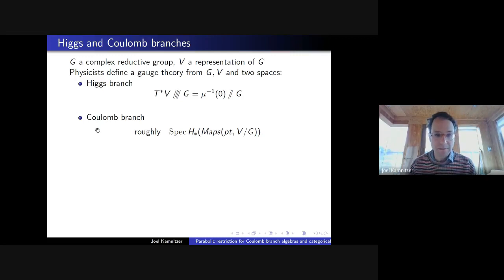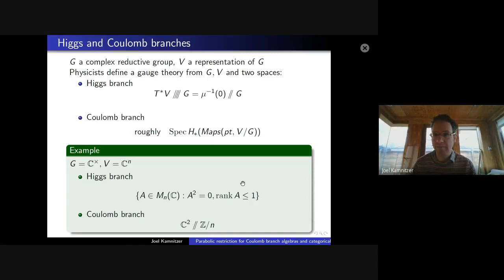And then a more mysterious space, which physicists call the Coulomb branch, and which mathematicians have been studying for the past 5 years, following the work of Braverman-Finkelberg-Nakajima. I'm going to tell you its definition, but let me first give a very rough definition. Oops, I realized there's a typo here. This point should actually say P1. Very roughly, you take the space of all maps from P1 into the stack V mod G and take the homology of that space of maps. That is endowed with a convolution algebra structure, and then you take Spec of that algebra.